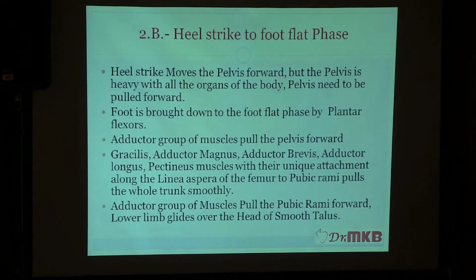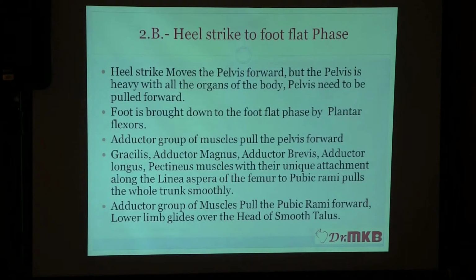Then from the heel strike to the foot flat phase. Heel strike moves the pelvis forward, but the pelvis is so heavy with all the organs of the body. You can see the pelvis is fixed, a rigid organ. It is fixed anteriorly at the pubic symphysis, laterally by the hip joint, and posteriorly by the sacroiliac joint. It's a misnomer to call it a pelvis.